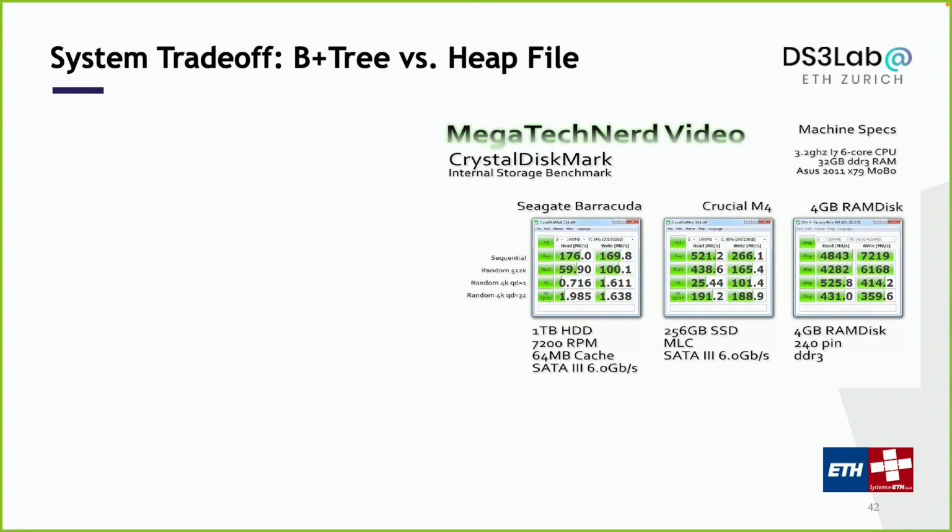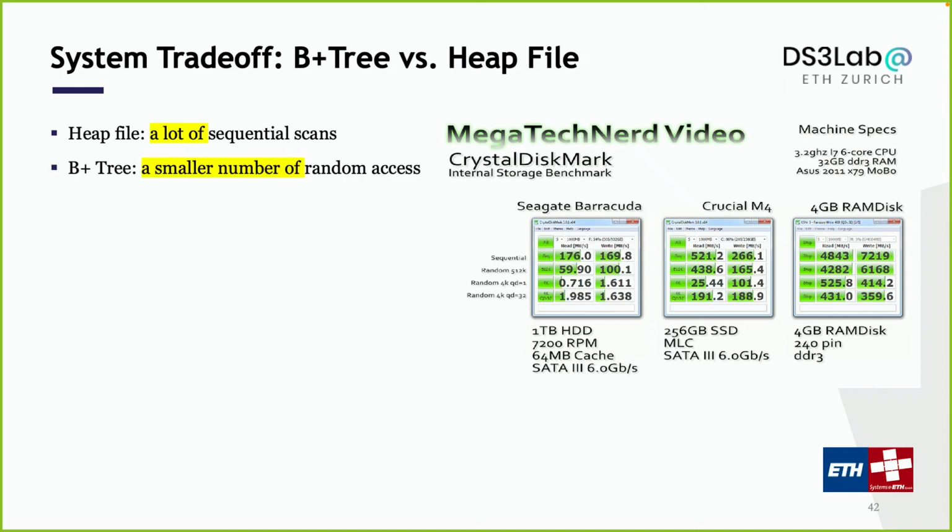So that is why, in practice, it's not always the case that a B-plus tree is going to dominate sequential scan. Sequential scan is also super powerful and is going to become even more powerful day by day. When you organize your relation as a heap file, you have a lot of sequential scans over the file. Whenever you have a B-plus tree, you have a smaller number of random accesses. But sequential scan is faster than random access, so which one is better depends on this ratio.